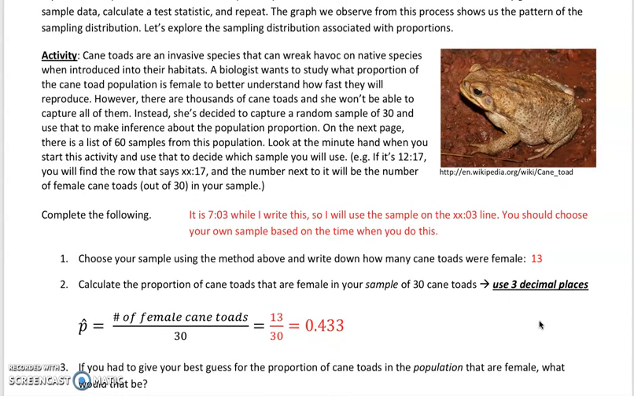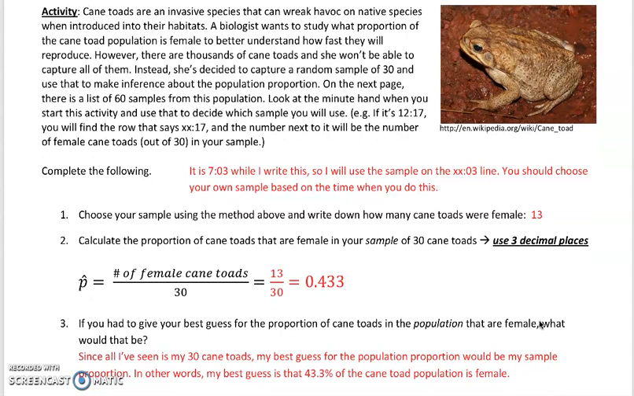So the first one, let's say you're the biologist, you went out and gathered your 30 cane toads, and someone said, okay, we really want to understand these cane toads better. What's your best guess for the proportion of cane toads in the population that are female? And if you didn't have any other information, you'd say, well, I took a sample. This is the information I have about that population. So really, my best guess is just going to be whatever I saw in my sample. So my sample proportion is hopefully a good guess for my population proportion. So for me, I would say, you know what? My guess is that 43.3% of the cane toad population is female.